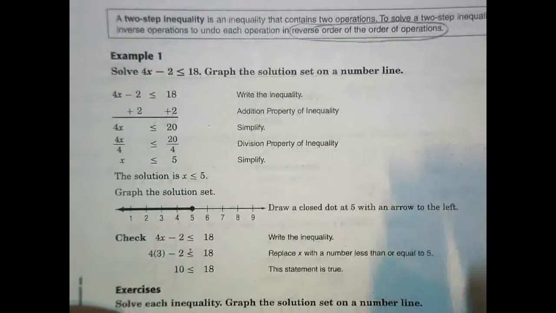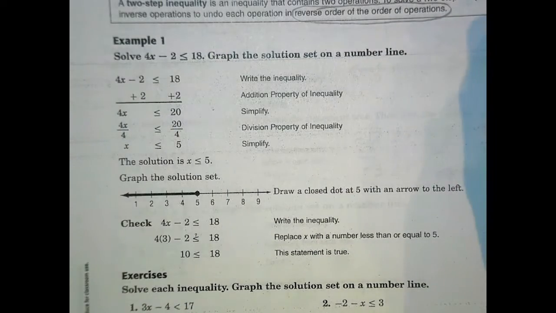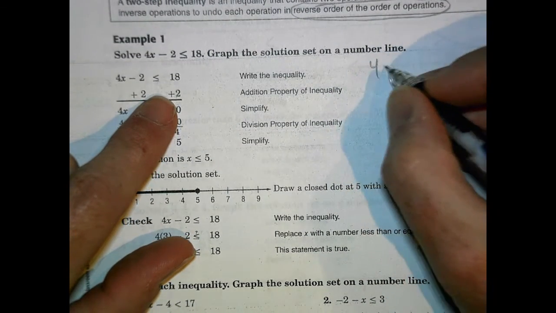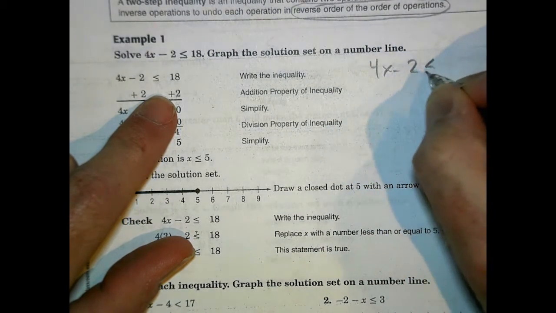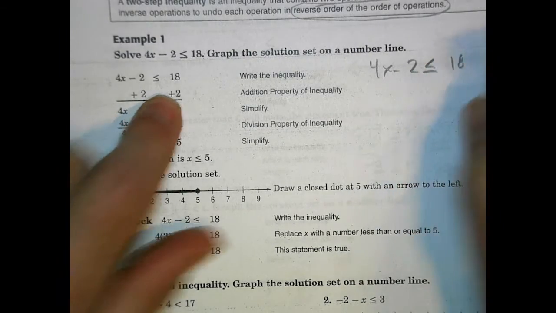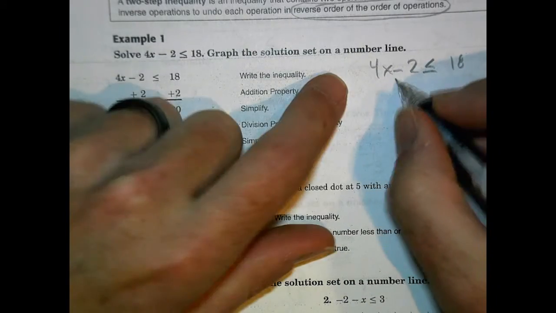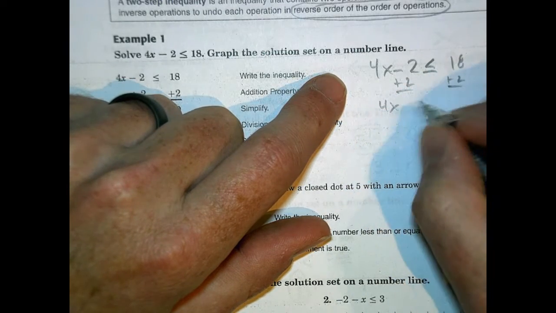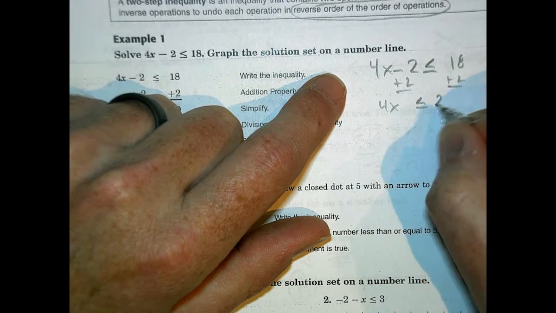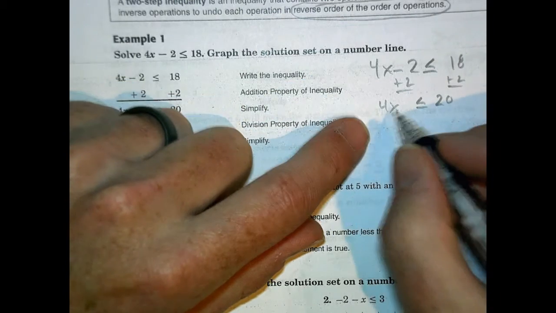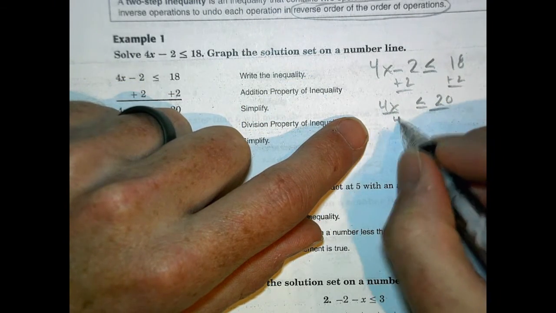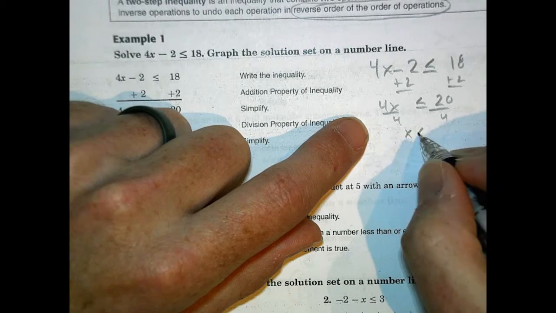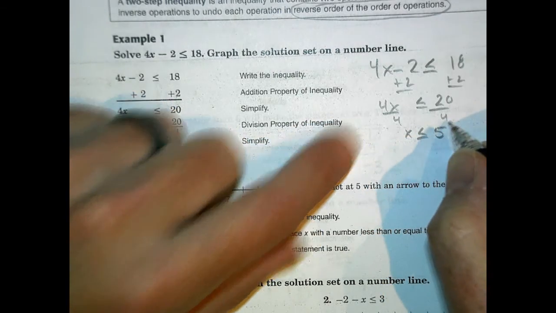So, a couple quick examples here. So we have the first one. We see 4x minus 2 is less than or equal to 18. So the first thing I want to do is I'm going to add 2 to both sides. So we have 4x less than or equal to 18 plus 2 is 20. Now I'm going to do the next step, which is get the variable by itself, divide both sides by 4. So x is less than or equal to 5.